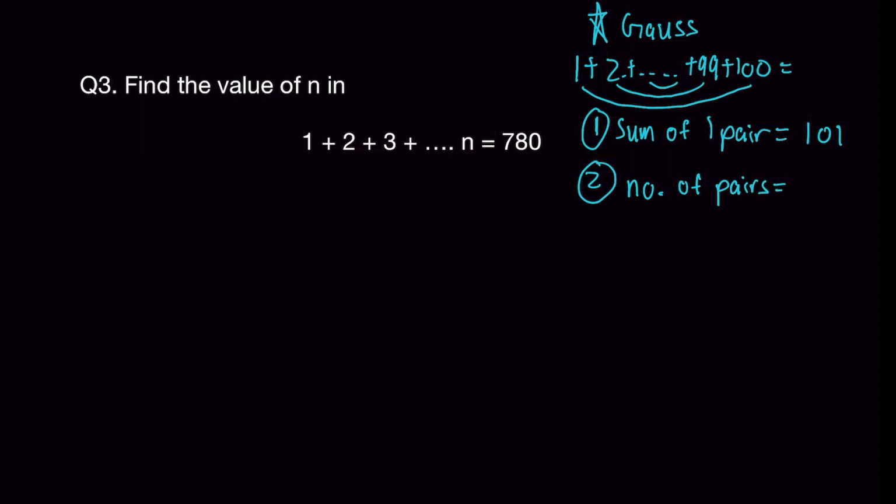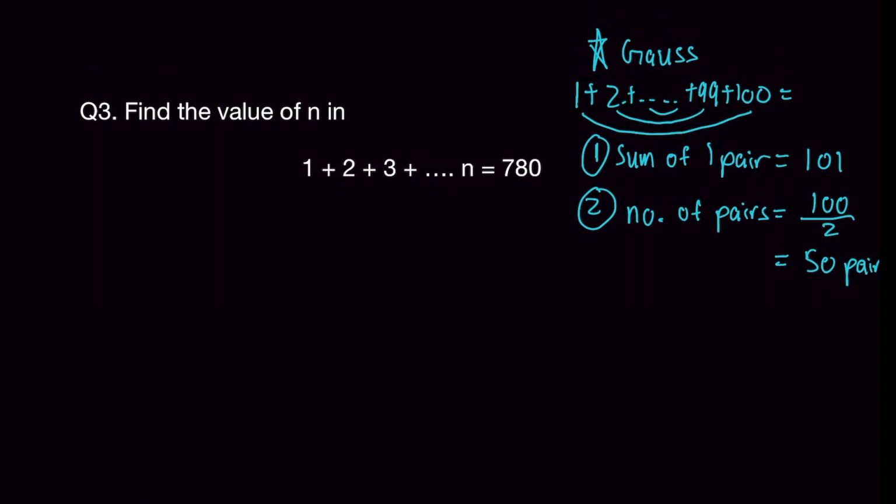In order for us to find the number of pairs, you can see that over here we have 100 numbers in total. So we take 100 and divide by 2. When we divide by 2, we get 50 pairs. The reason we divide by 2 is that we are pairing the 100 numbers together, so we have 50 pairs.